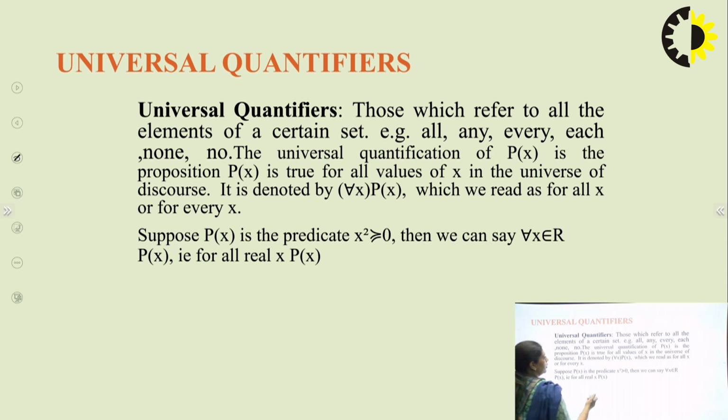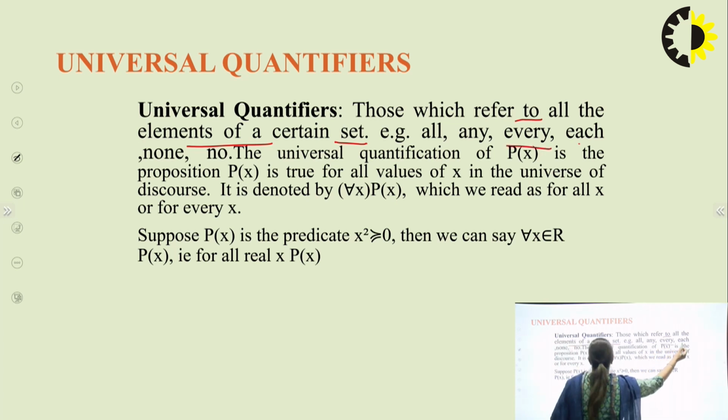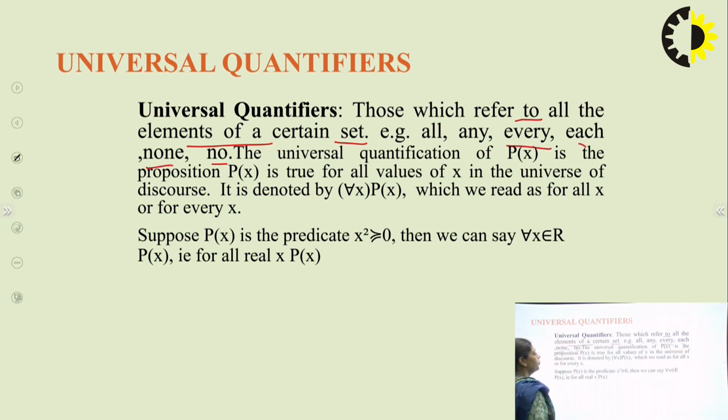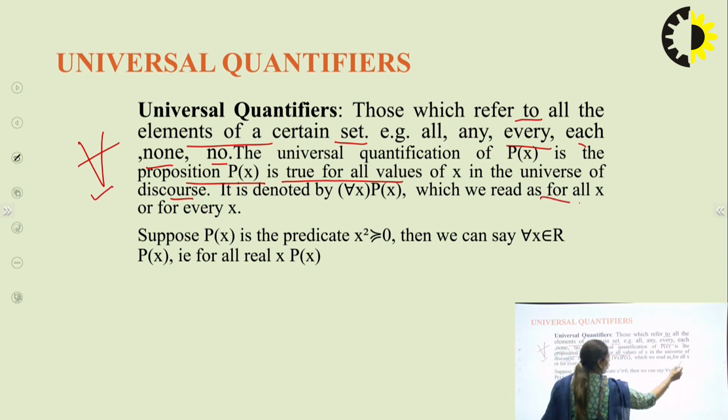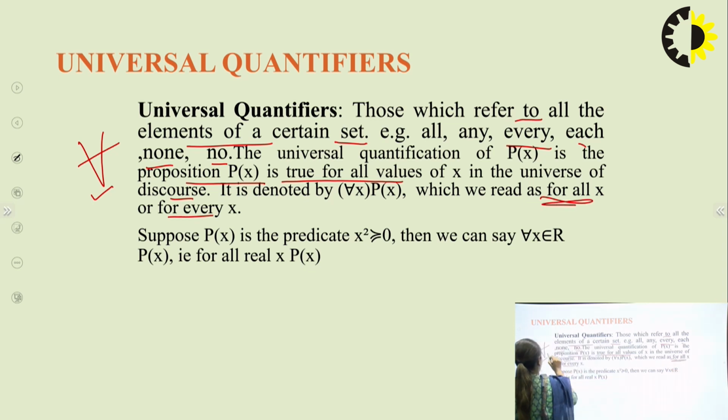Universal quantifiers are those which refer to all the elements of a certain set, for example, all, any, every, each, none, no. The universal quantification of Px is the proposition Px is true for all the values of x in the universe of discourse. It can be denoted with the symbol for all. Where we have to symbolize that the particular predicate is true for the whole population, we use this symbol, which we read as for all x or for every x.